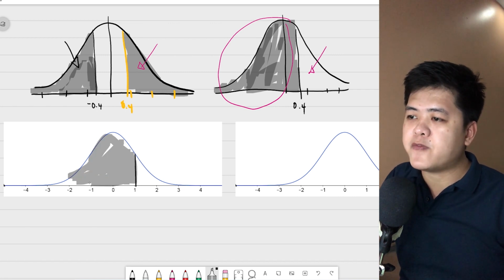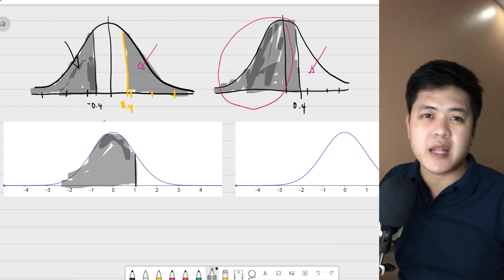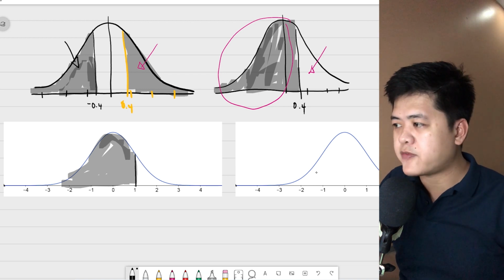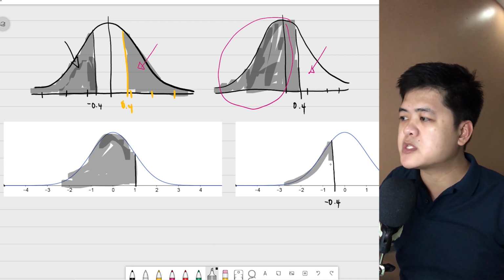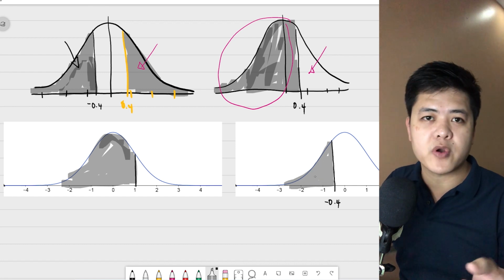Ngayon, yung nangyari sa previous example natin, what if to the left of a negative? So, to the left of negative 0.4, di ba? Negative 0.4 yan. To the left of negative 0.4. Ang ginagawa pa natin, we subtract the area to the left of a positive 0.4 from 1.